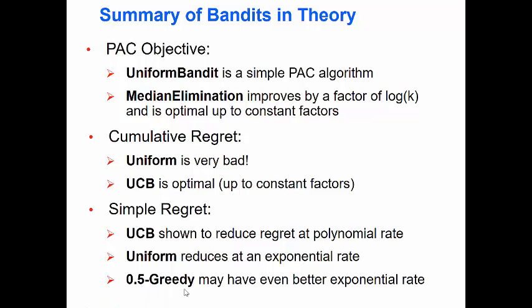So very simple. Half the time you pull a random arm, half the time you pull the best arm. And that works pretty well. So if you're doing simple regret, I recommend not using UCB. Always keep that in mind.